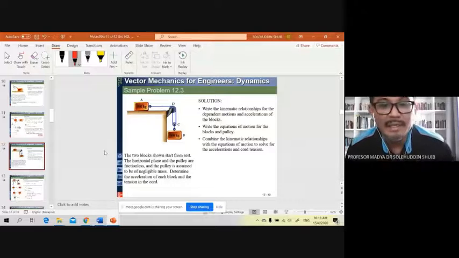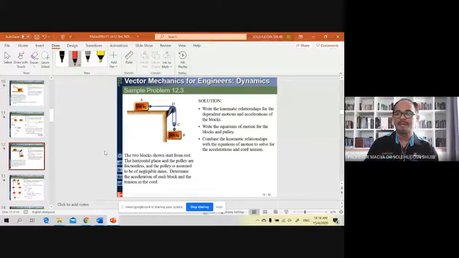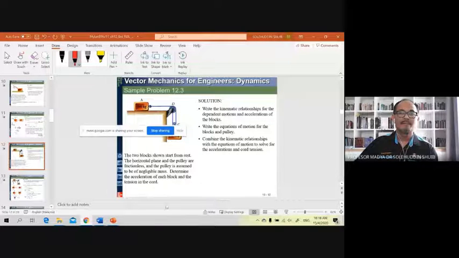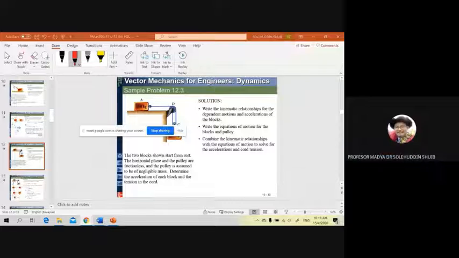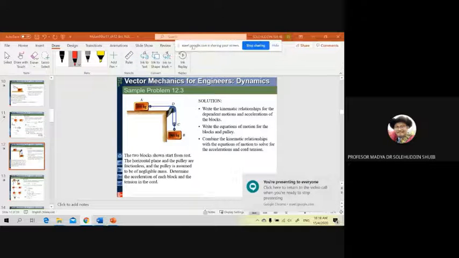So for this one, if you look at example 12.3. Example 12.3. Let me read something. This one. So this is a pulley problem.